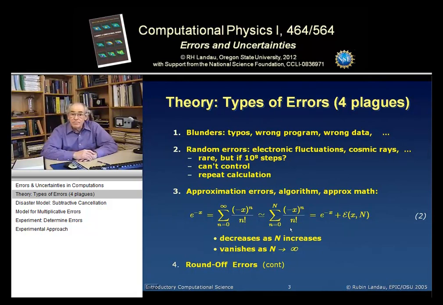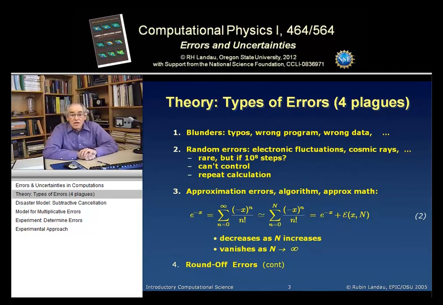And that's the algorithm. And on the right side of equation 2, we say that algorithm gives us the right answer, e to the minus x, plus some error term. We never know exactly what the error term is. If we knew exactly what the error term is, well, then we'd get rid of it and we wouldn't have any error. Okay? But in a mathematical sense, there's always some error. In this case, it's just the remainder in the series.